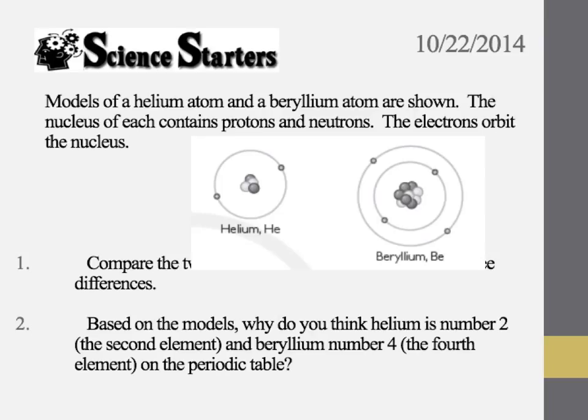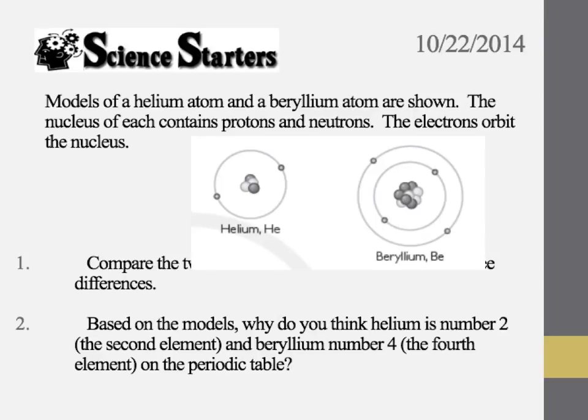Hopefully we should see that, so we could say things like they both have a nucleus, they both have protons and neutrons, they both have electrons, maybe they both have 2 electrons on the outside. Those are all possible similarities. Some differences: beryllium maybe has a bigger nucleus than helium does. Beryllium has more electrons. Beryllium has more rings that those electrons are found in. All those would be reasonable.